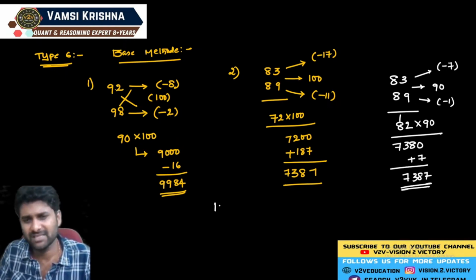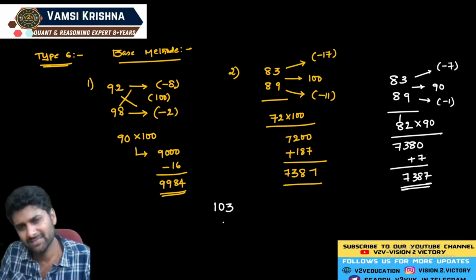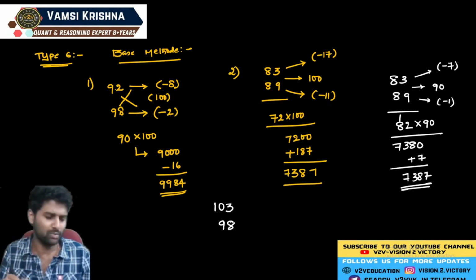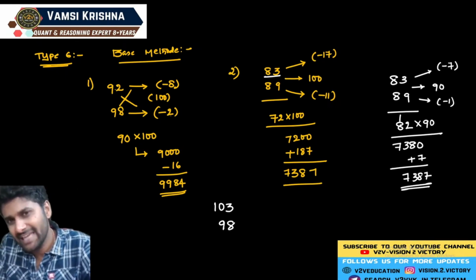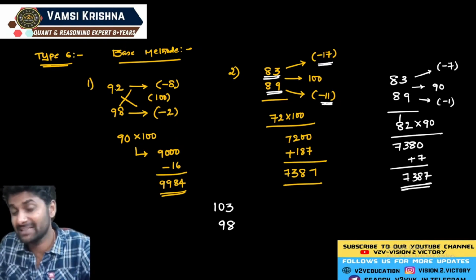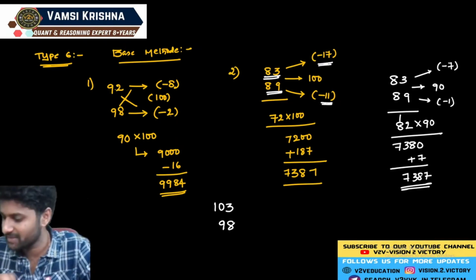Now you just tell me, if 103 is multiplied by 98, what about the answer? No, no, see, why? Because here the base method means you should cross multiply them and you will get the resultant. See, 83 minus 11 or 89 minus 17, the difference is always the same, Akshay.